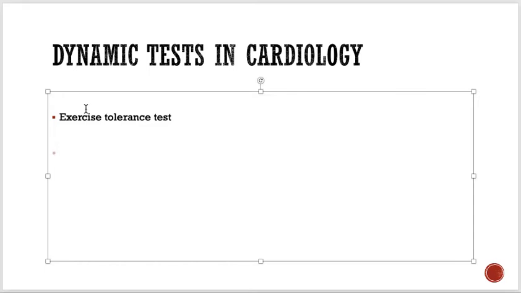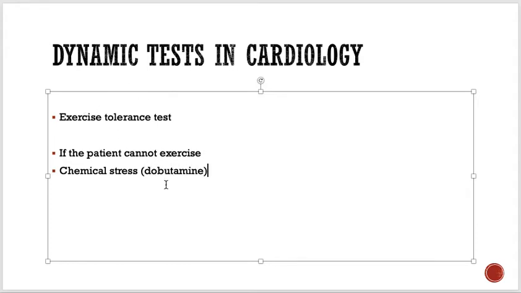One thing is, if the patient cannot exercise, of course there are many patients who are bedridden, they cannot do exercise, then we do something called chemical stress. Okay, we can give them a drug like dobutamine. Now dobutamine, what does this drug do? Dobutamine increases the heart rate. So when the heart is now beating faster, again the heart will come under stress. So then we can give them dobutamine, and at the same time we will do an ECG or echocardiography.